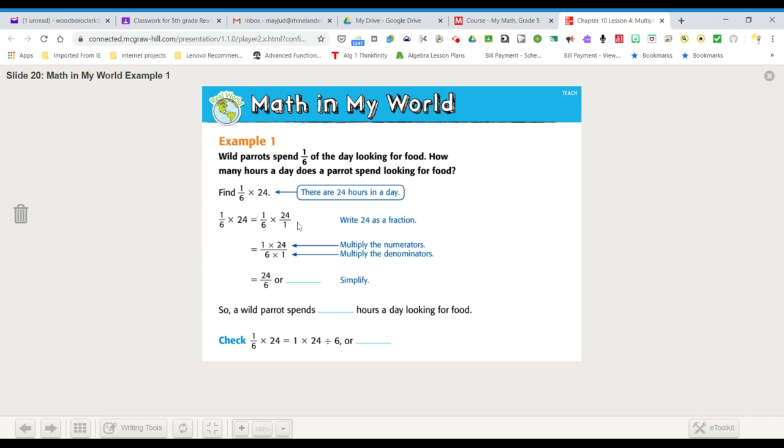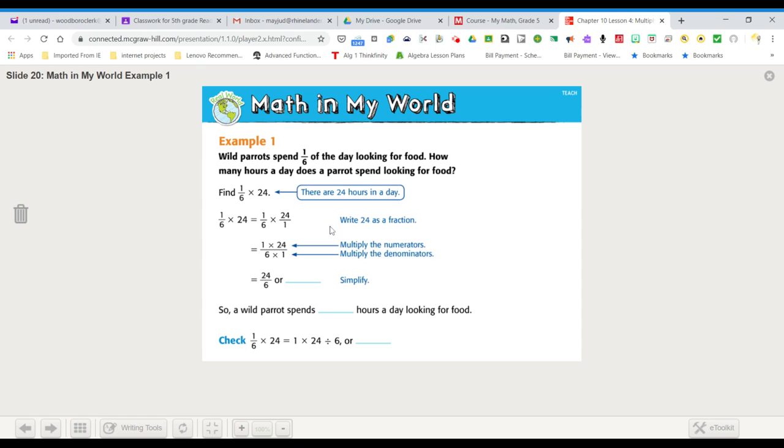Rewrote it here. Notice they put a 1 underneath the 24. Remember that 24 over 1 also means 24 divided by 1. 24 divided by 1 is 24. So it has equal value. 24 over 1 has equal value to 24. So they created this equivalent fraction.